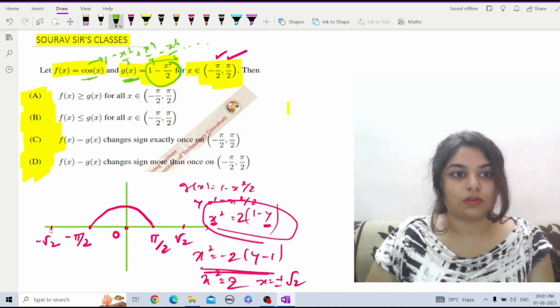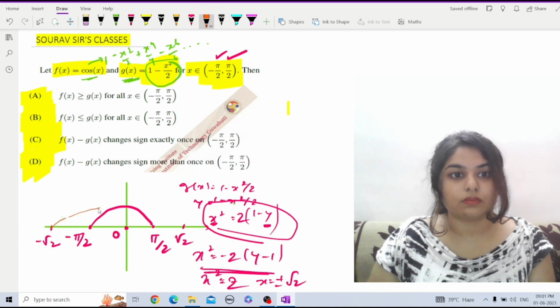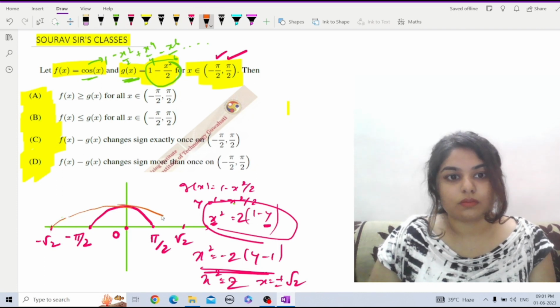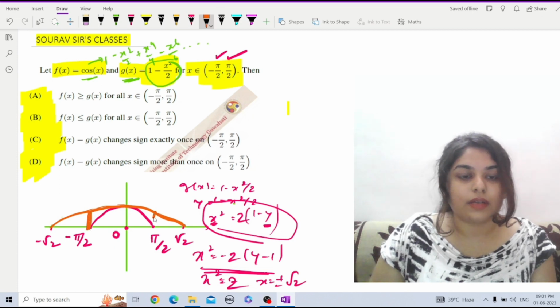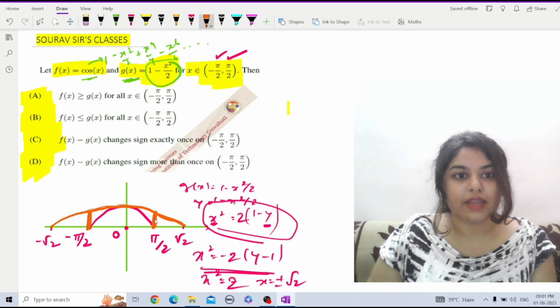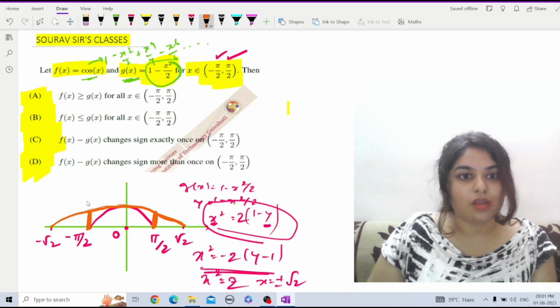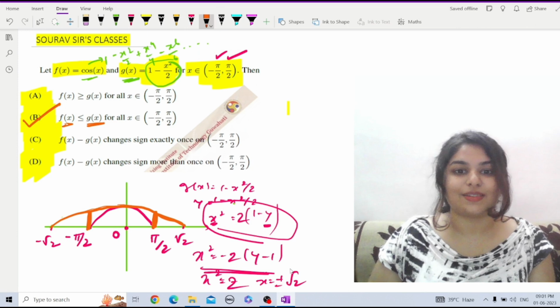So this is bounded here, and this is g(x), and this is f(x). So it is very clear from this point that of course g(x) will be greater than or equal to the given f(x), that is cos x. So what is the option? Greater here. So option B is the correct answer.